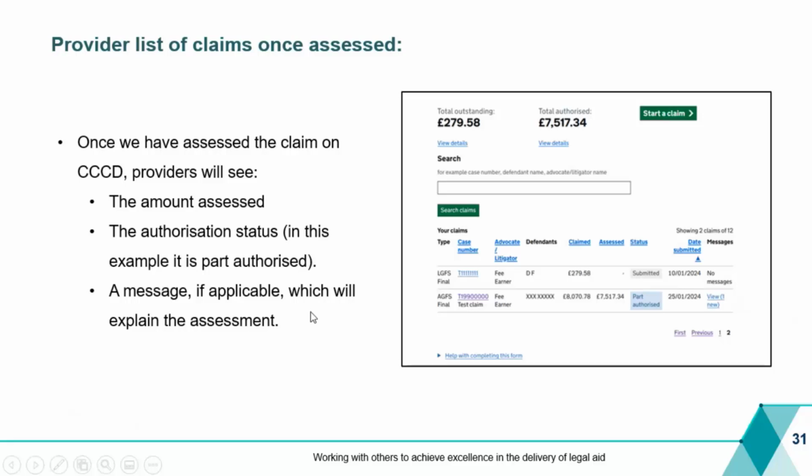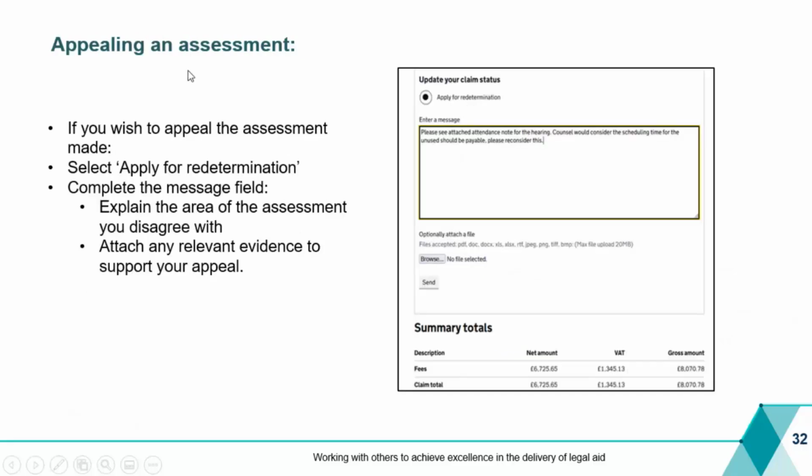You have that part authorization there, and it will advise that you have a message to view. So once you come into the claim, in this example we're going to work on the basis that counsel does want to appeal the original determination. One of the issues in this fictitious example is that we were missing an attendance note for the hearing. We also removed some of the unused time because counsel had been claiming scheduling time, which wouldn't normally be considered payable as unused.